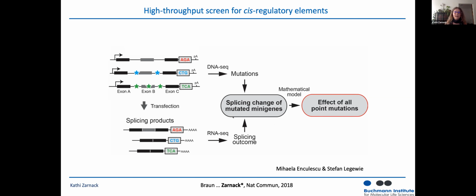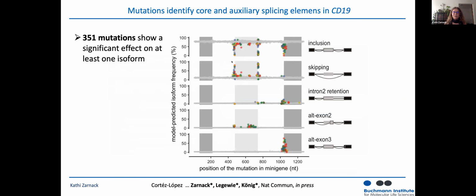And if you look at the outcome of this, you get a profile like here. So in total, we find 350 mutations that show a significant impact on CD19 splicing. And you can also see here the impact on the different isoforms. So for example, here at the top, you can see that we have many mutations around the alternative exon that actually reduce exon 2 inclusion and elevate the skipping of our exon 2. We also find mutations that are involved in intron retention or in alternative splice site activation here at the end.